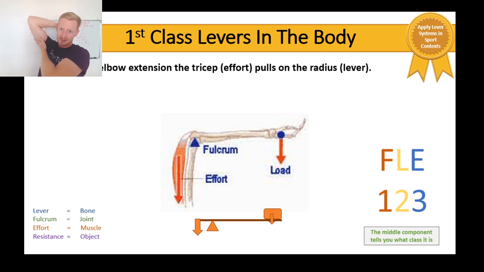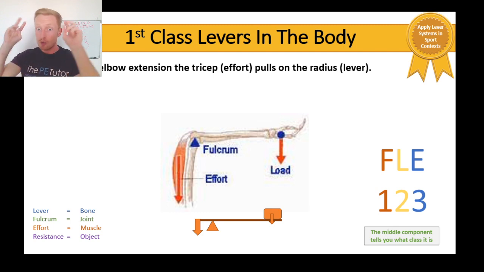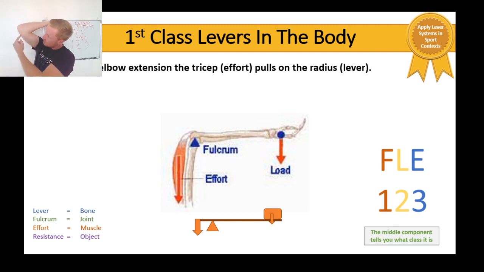Now I know the tricep's down here, but the effort point, where you would draw the arrow from, is where the muscle attaches or inserts. Think back to last lesson, where the muscle inserts onto the bone, and where it pulls from, that's the effort. So that's going to be at the very end of the radius. Now the pivot point is a little bit inwards, where the radius meets the top of the base of the humerus.